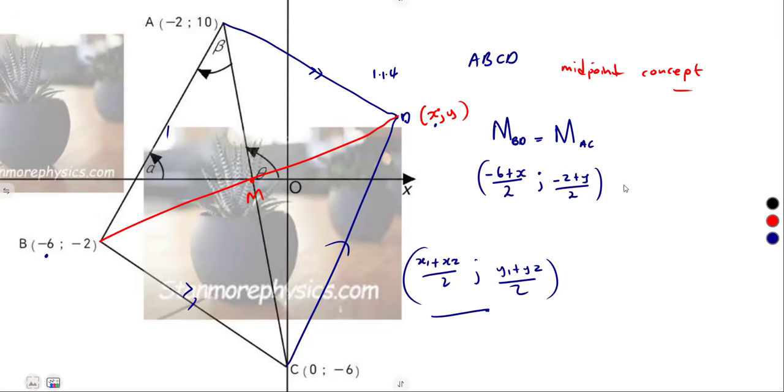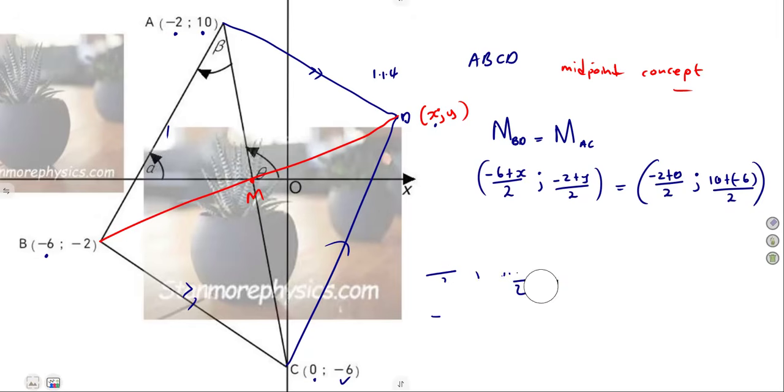This is what you're going to have, which is the same as for A to C. From A to C, considering the x values, -2 and 0. -2 plus 0 over 2. Sorry, we're going to separate. Remember, it's a point. The y value, 10 and -6. 10 plus -6 over 2. So these are supposed to be exactly the same because they do bisect each other.